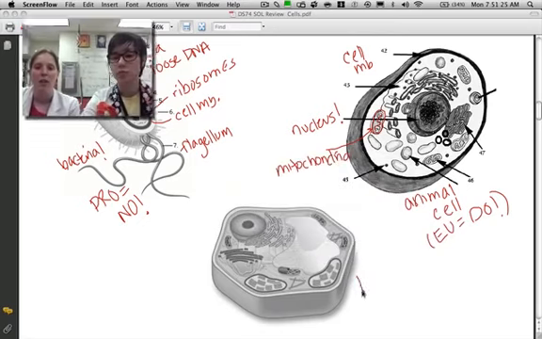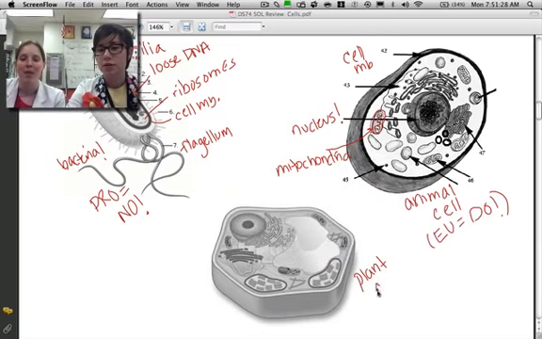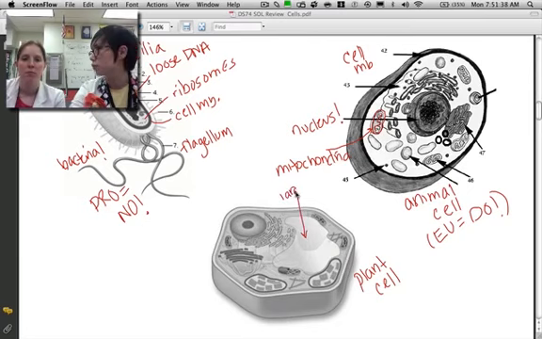Let's jump down to our plant cell. Okay. So how do we know this is a plant cell, Miss Cook? Well, we know this is a plant cell because it has three things that animal cells never have. The first thing that we see, which is kind of large on the inside, is a large central vacuole, so that's our water storage, because plants need a lot of water to do photosynthesis.